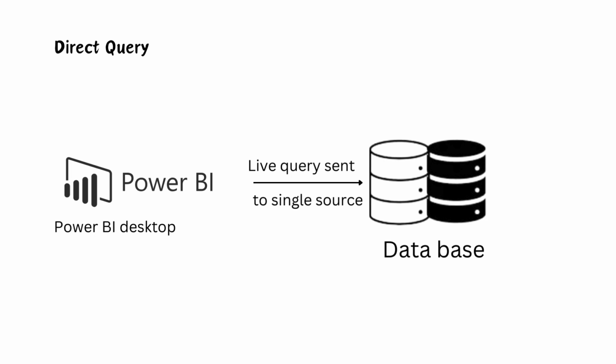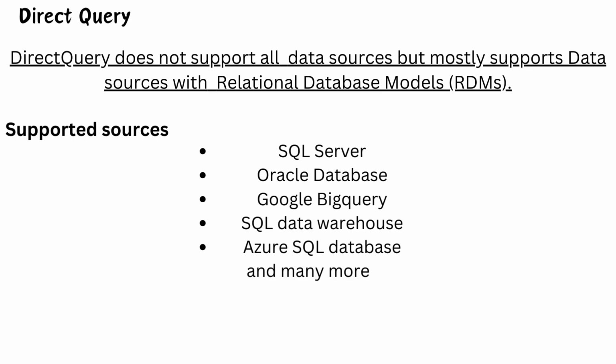Direct query. The direct query connection method enables users to link directly to a data source without having to import the data into the Power BI data model. The queries are sent directly to the data source, and the results are returned in real time. Direct query does not support all data sources, but mostly supports data sources with relational database models, RDMs.